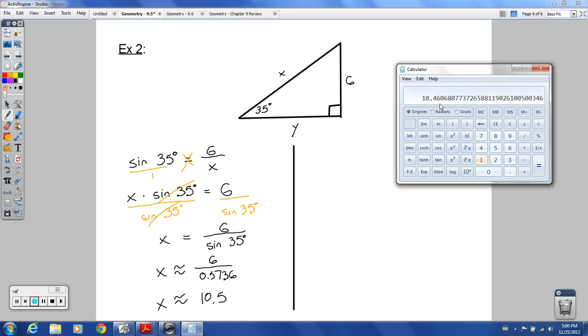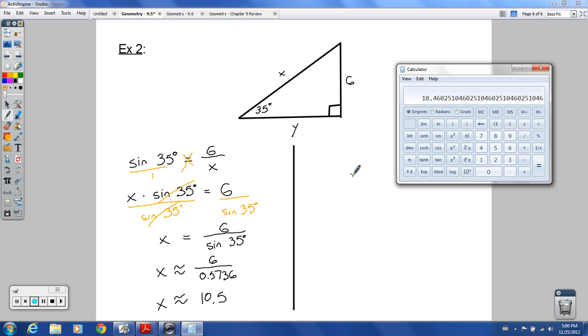So 10.46068 and so on. So if we take 6 and divide it by 0.5736, we get 10.46025, very close to what we had before. If we're rounding off a little bit though, there is some rounding error here, so the better answer was to take 6 and divide it directly by the sine of 35.